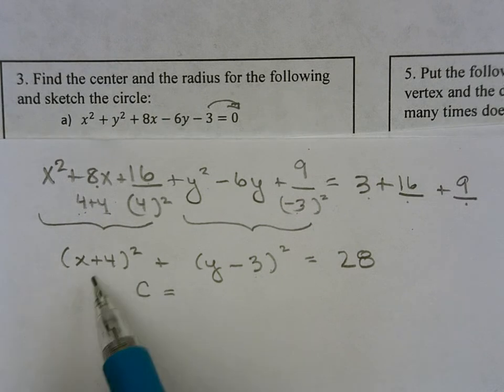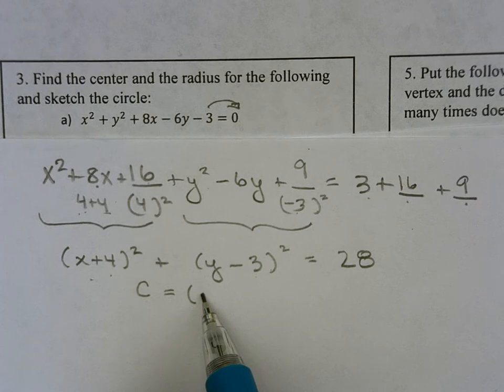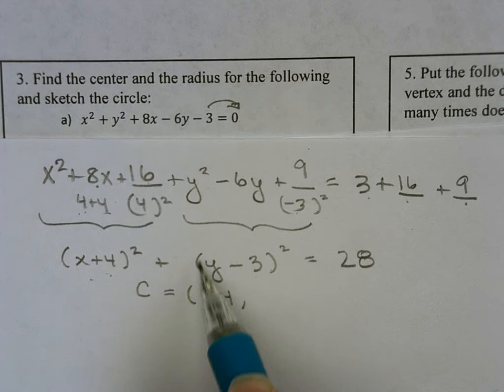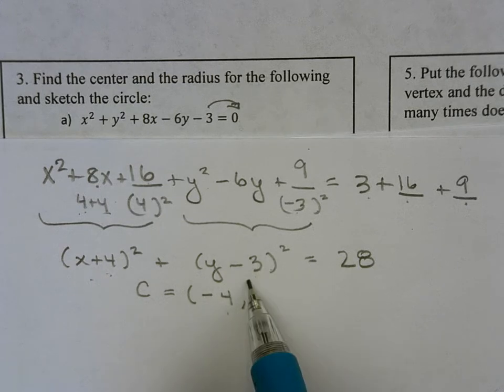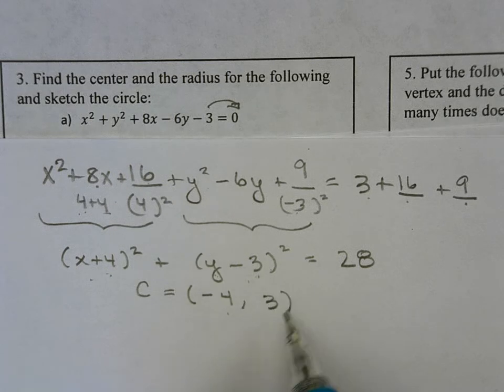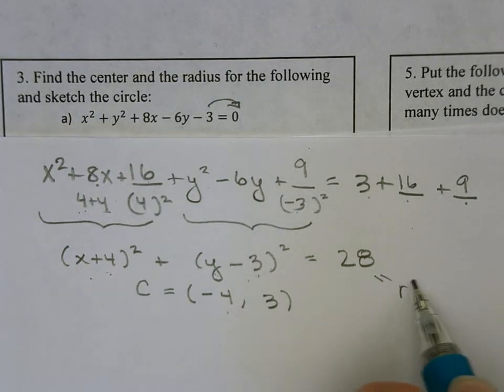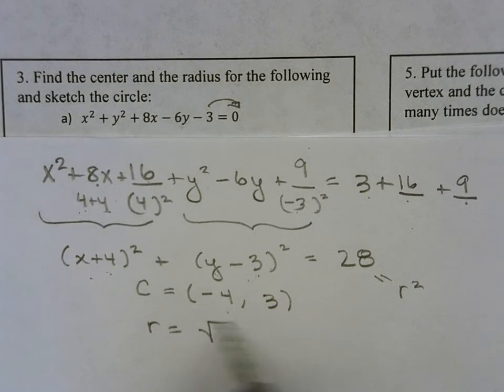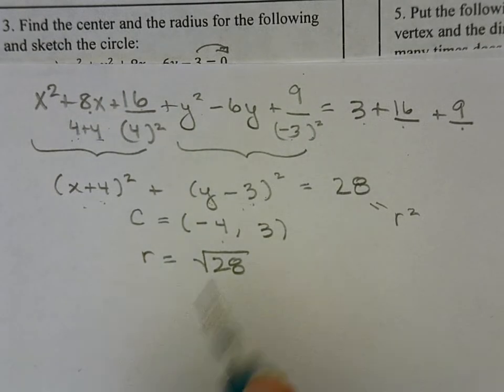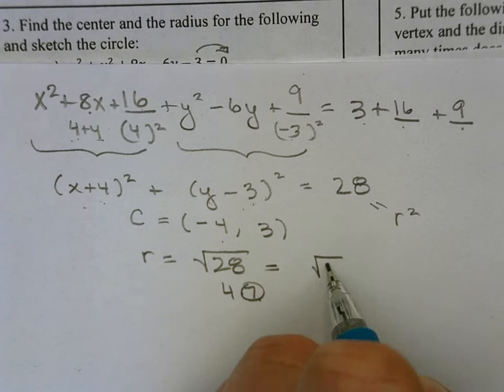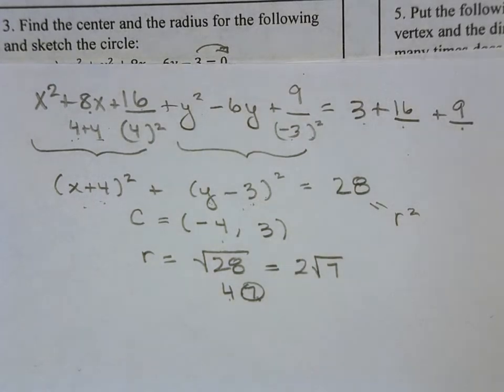For the center, I look here to see how my x is being adjusted. I'm going to have my center at negative 4, so I do the opposite of that. Then I figure out my center k value here. It's adjusting the y, so it's minus 3, so I'm going to use plus 3. And then this is my radius squared, so my radius will be the square root of 28. If I simplify that, it breaks down to 4 times 7. I don't know that square root, and then the square root of 4 is 2.